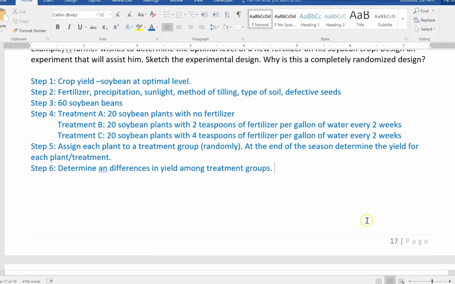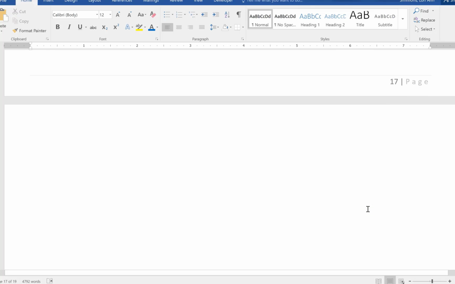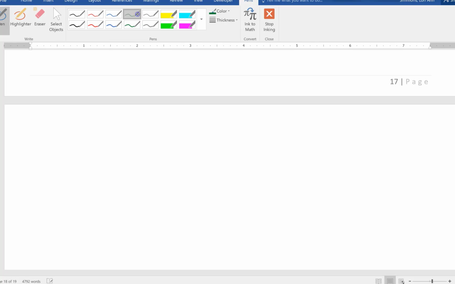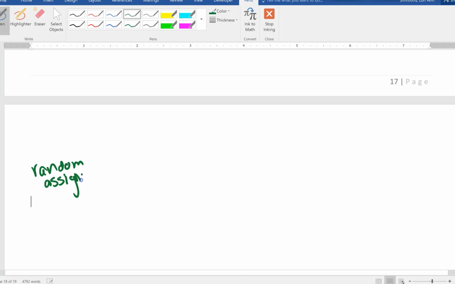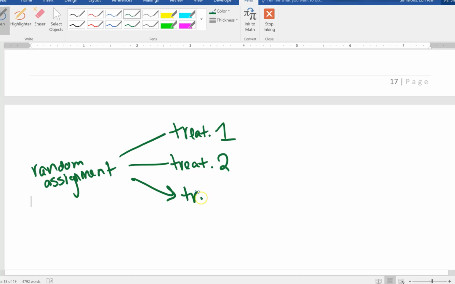Okay, so what exactly does this look like? So we're going to do a random assignment. 20 are going to go to treatment 1. The other 20 will be going to treatment 2, and 20 will be going to treatment 3. Then at the end, we compare the yield.